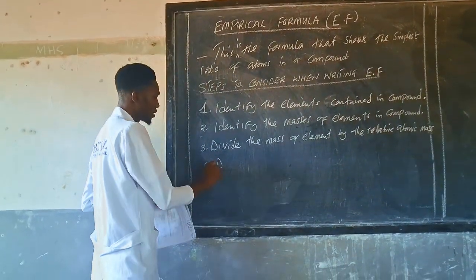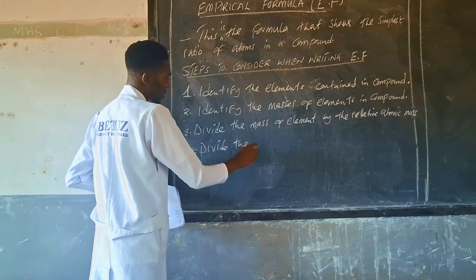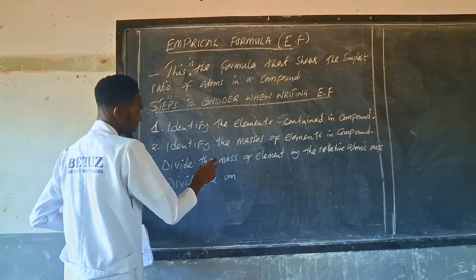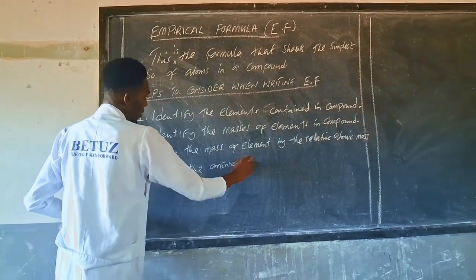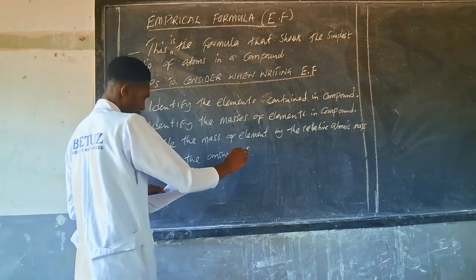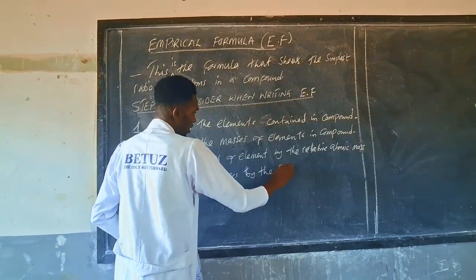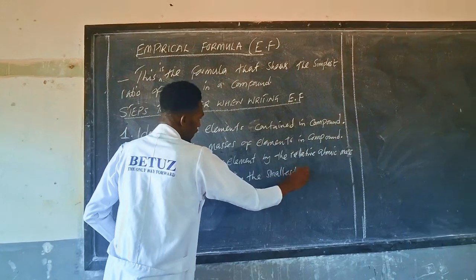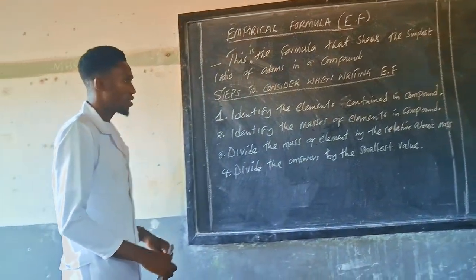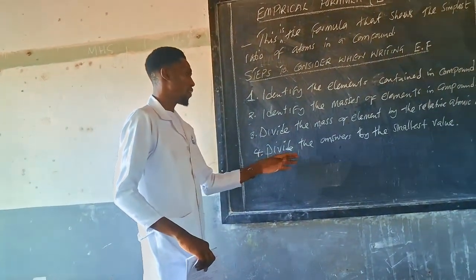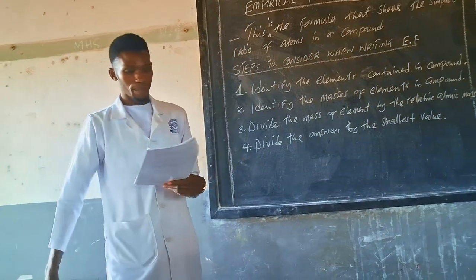So number 4, we are saying divide the answers. After the answers we get here, we divide the answers by the smallest value. So we should divide the answers by the smallest value as our fourth step.